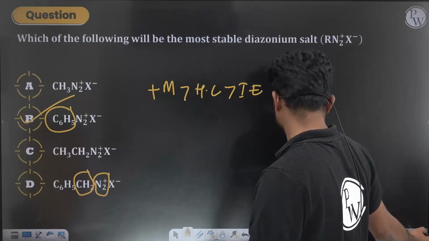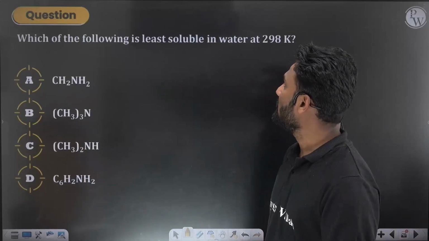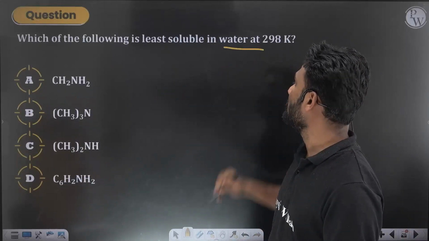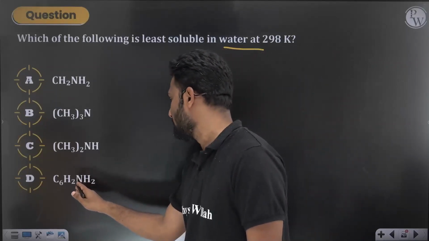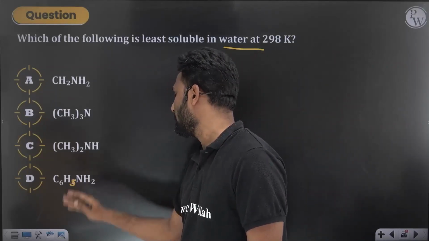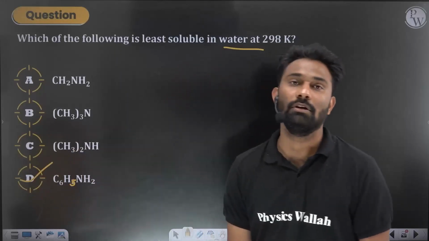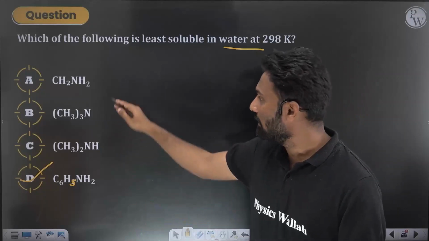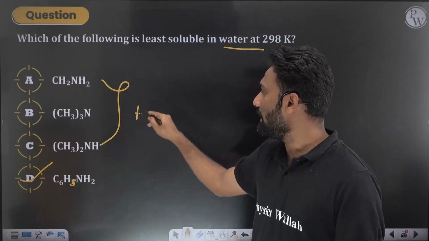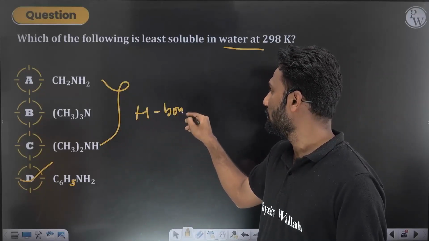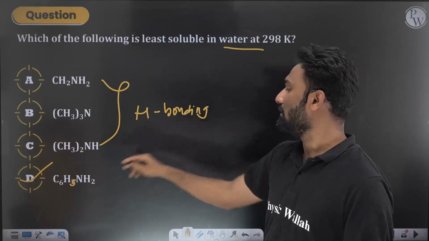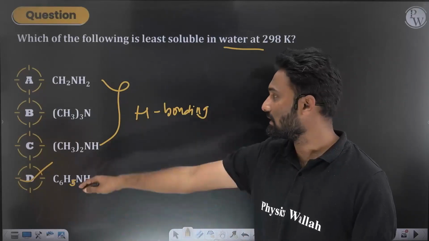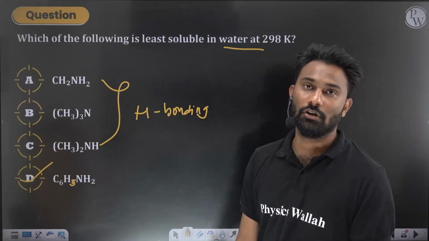Next question. Which of the following is least stable in water? Actually, benzylamine is the least stable in water, because it is the least soluble in water. Because in the others it will form hydrogen bonding, whereas this will retard the hydrogen bonding. That's the reason it is least soluble. Next.